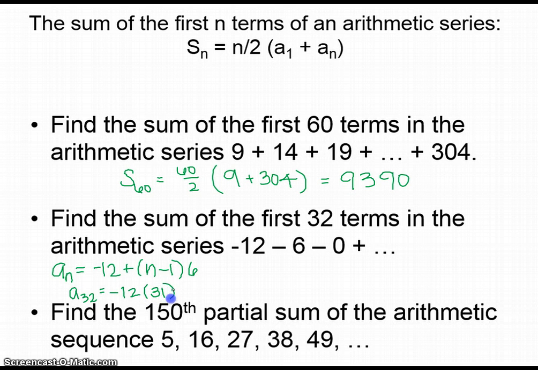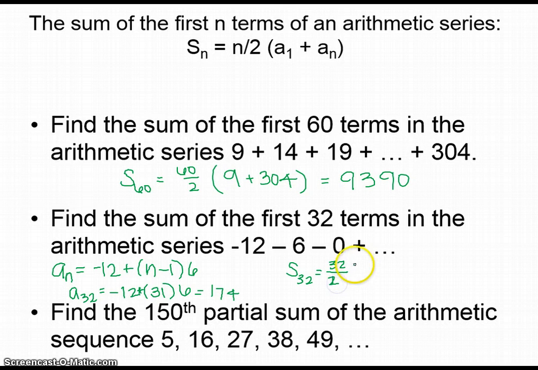It wants the first 32 terms, so I need the 32nd term. 32 minus 1, I'm just going to write 31. Don't lose your plus sign like I just did. 31 times 6, excuse me, and then plus a negative 12 would be 174. That's the 32nd term.